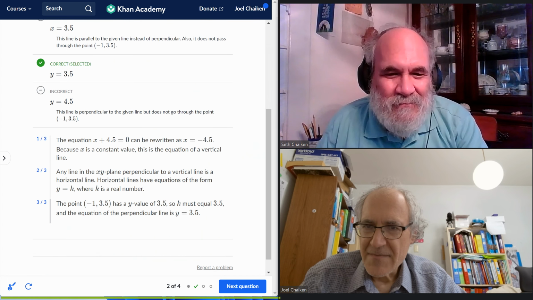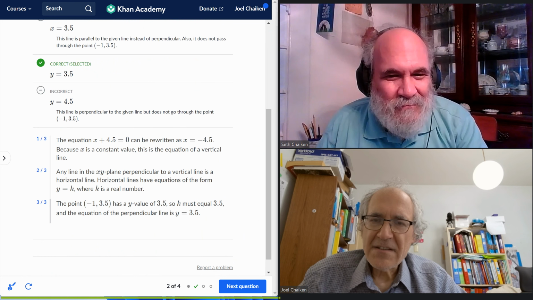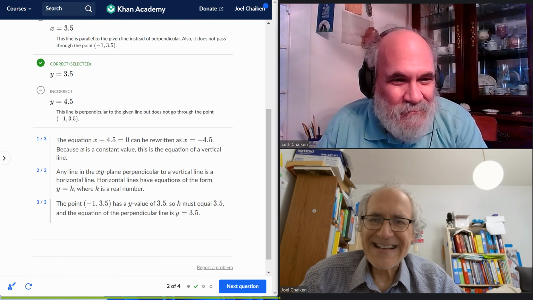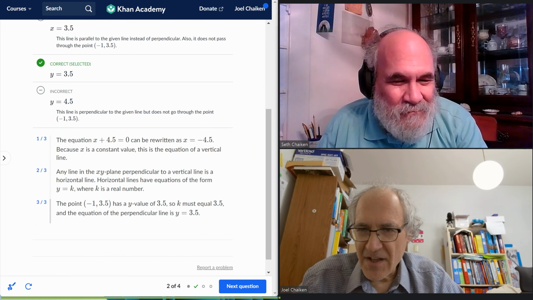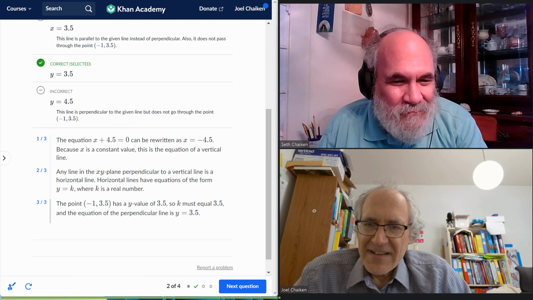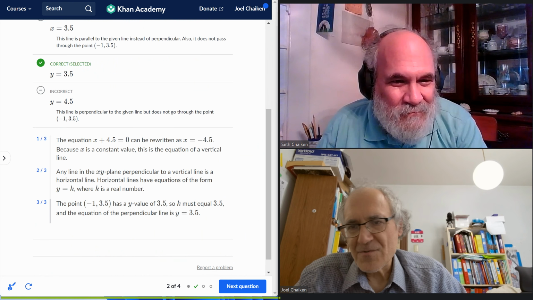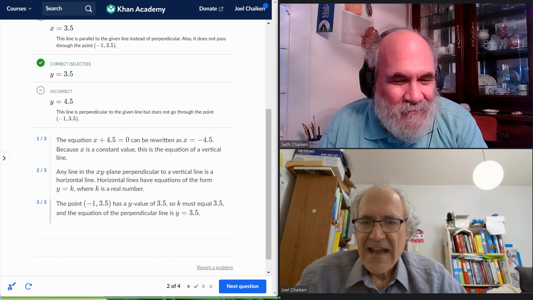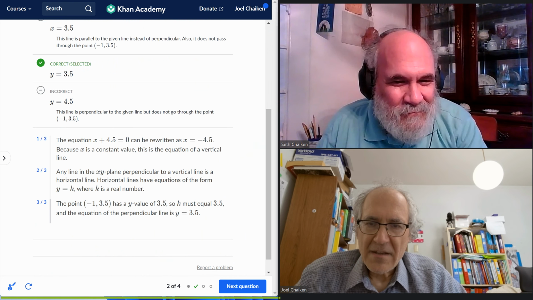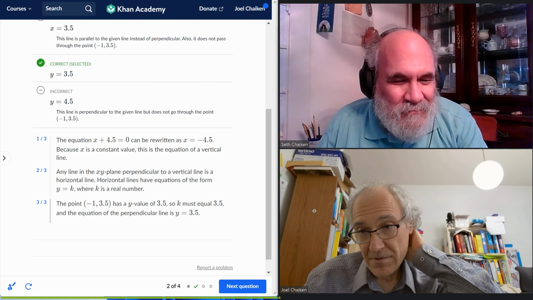Only 3 steps. We rewrite it like I did. See that? Because x is a constant value, it's going to be a vertical line. Okay, they're thinking the way we are. Any line in the xy plane perpendicular to a vertical line is a horizontal line. Oh my God, look at that. The same method I used. Wow, look at that. Horizontal lines have the equation y = k, where k is a real number. Boy, they're being fancy there. And therefore, you just pick off the y of 3.5. Wow, same method. So, great.